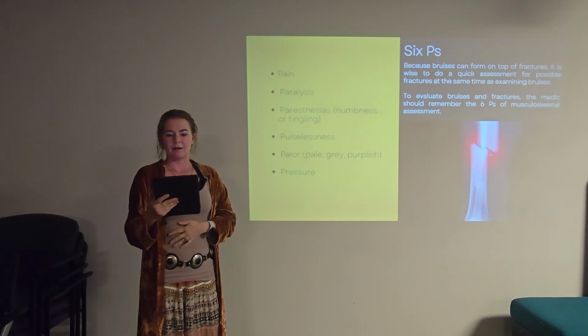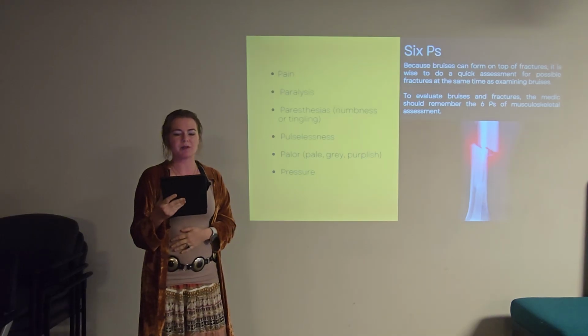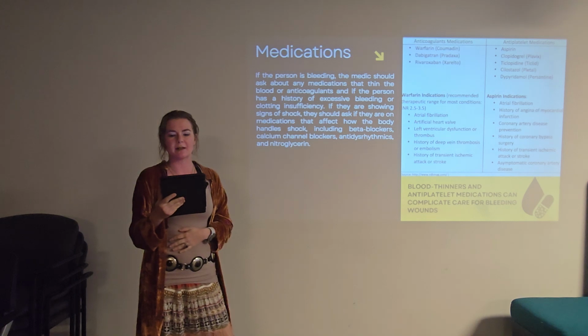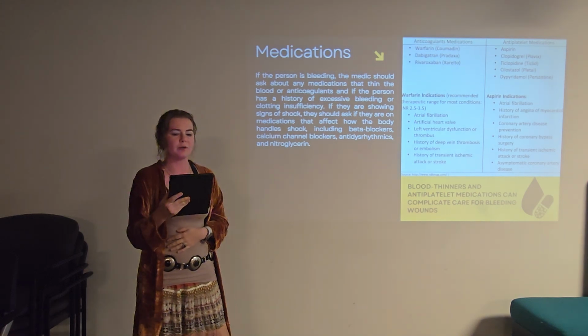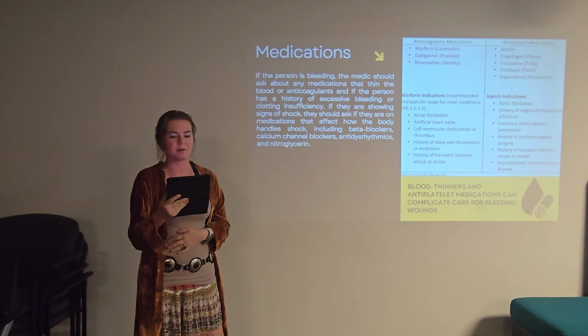Okay. If the person is bleeding, the medic should ask about any medications that thin the blood, or anticoagulants, or if the person has a history of excessive bleeding or clotting insufficiency. If they are showing signs of shock, they should ask if they're on medications that affect how their body handles shock, including beta blockers, calcium channel blockers, antidysrhythmics, and nitroglycerin.